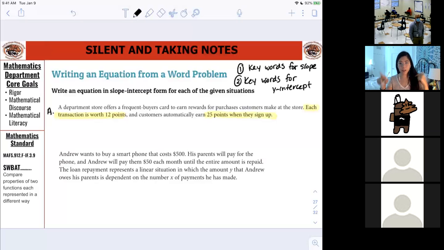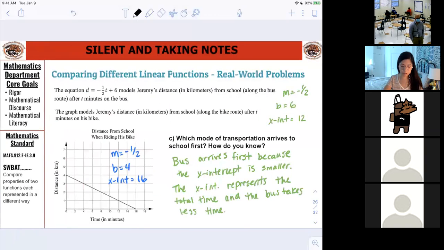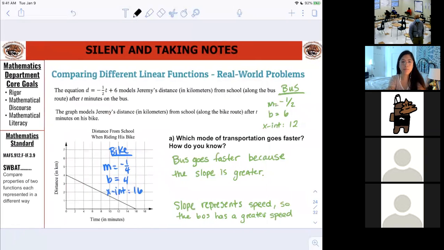Now remember, I'm going to go back for a second. In this problem we were working on, what did the slope represent for this situation when we were riding a bike and a bus? What did the slope represent? The distance? No. How fast it goes. Speed, actually, like the speed. Yeah, so the speed, exactly. So in this case, the slope represented the speed.